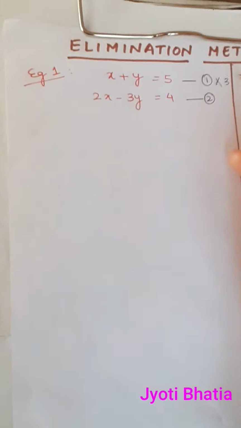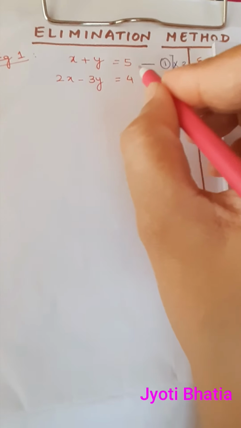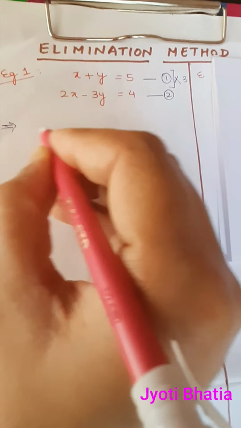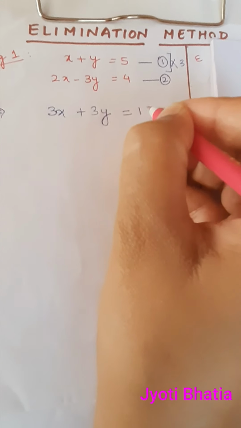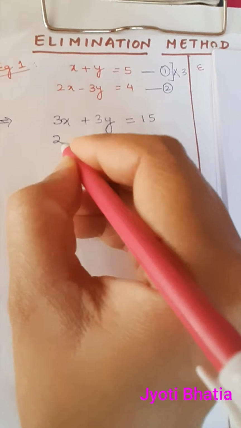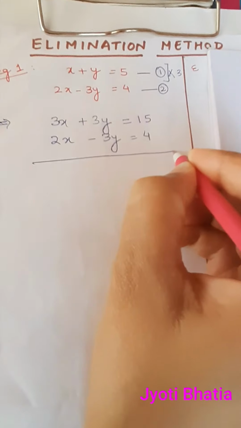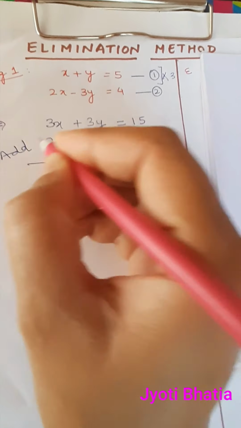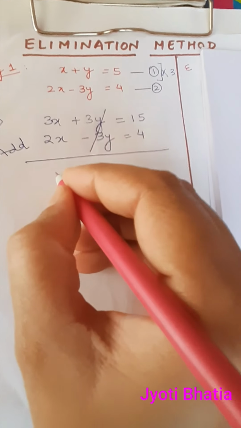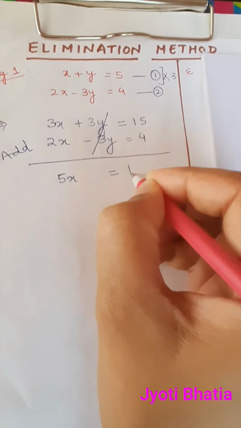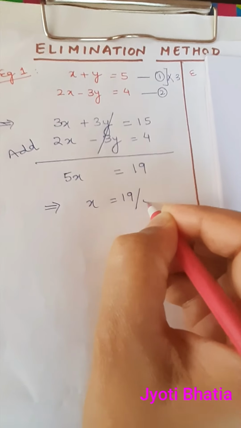When you multiply, this is the sign notation: you put a bracket and write multiply by 3. That means you are multiplying the equation by 3. What do we get? We shall get 3x plus 3y is equal to 15. And the next equation will remain as it is: 2x minus 3y is equal to 4. Add the equations. Now when you add these equations, 3y minus 3y will get cancelled. 3x plus 2x gives you 5x and 15 plus 4 gives you 19. So this gives me x is 19 upon 5.